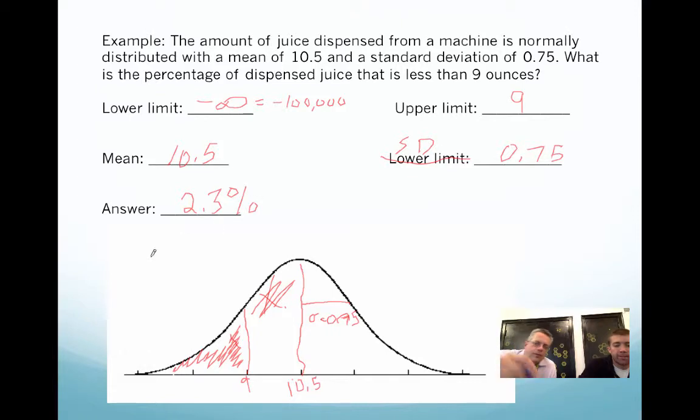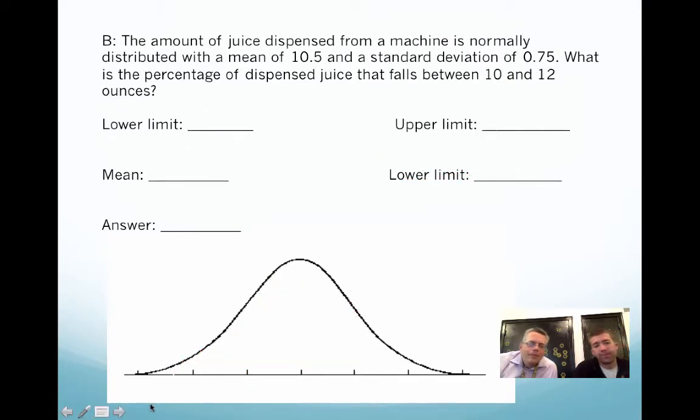So you can see from our diagram that it looked like more than 2.3%, but this is just a sketch. It shows what the normal curve is and that the area is less than the value of 9. So it's just a sketch. Okay, let's try the next one.